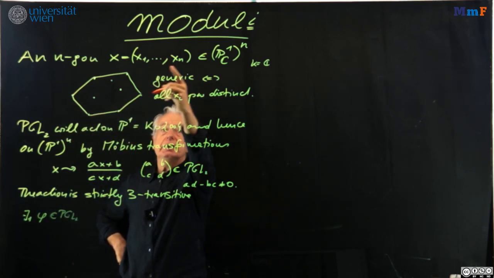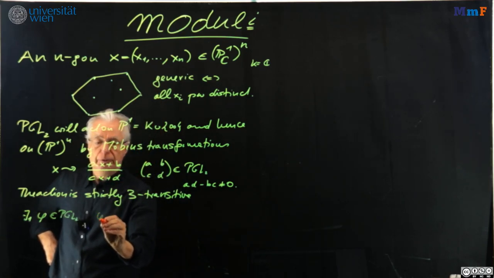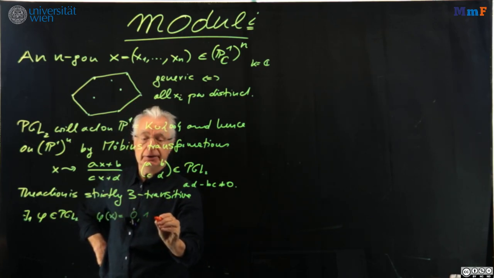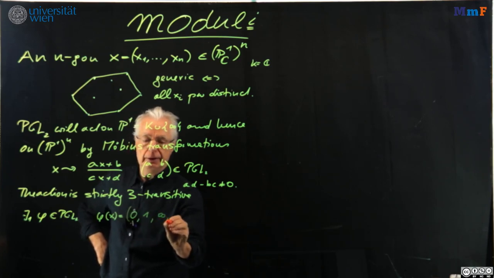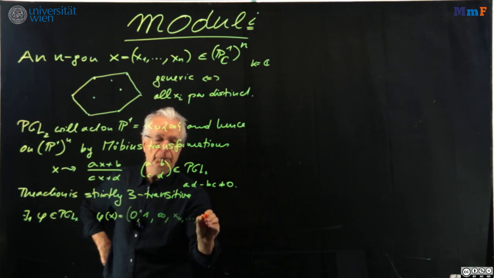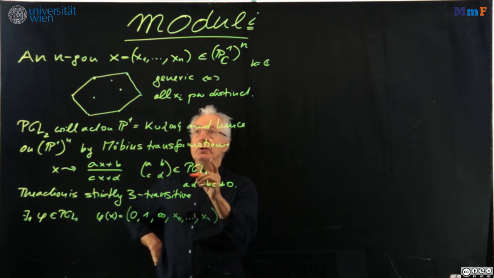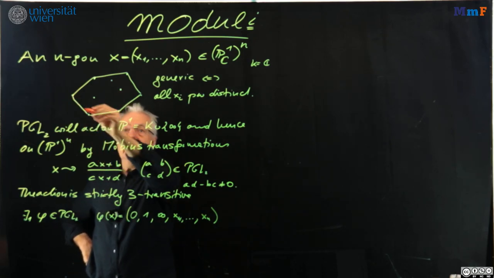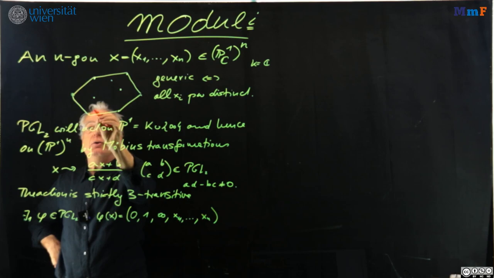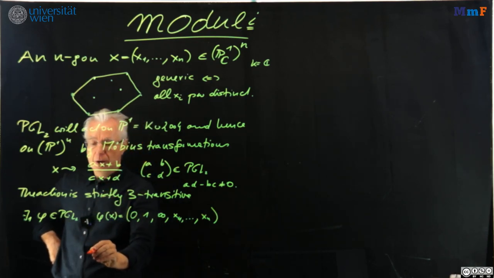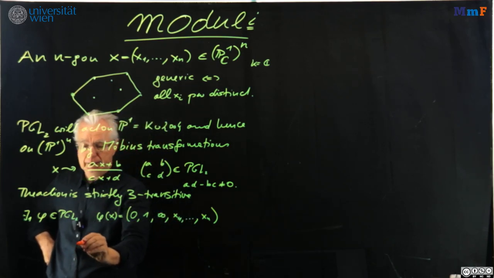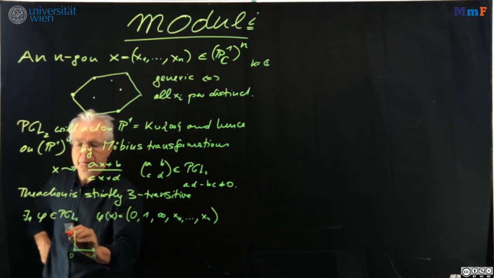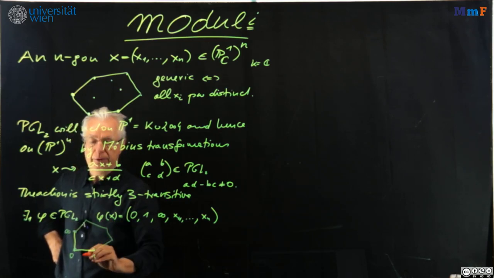Let us take such a generic n-gon, and then we can move phi of x: the first entry to 0, the second entry to 1, the third to infinity, and then we have something which we call x4 up to xn. Here we use that all the entries are pairwise distinct. So you could imagine that in your n-gon, which I have drawn here, you take three points and you move them to a special position. For instance, you don't have to take 0, 1, and infinity. You could take anything. Okay?